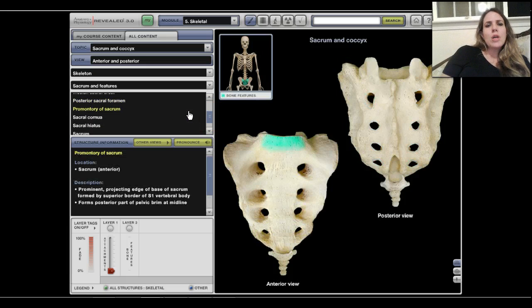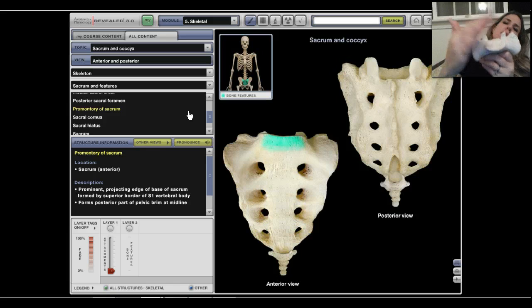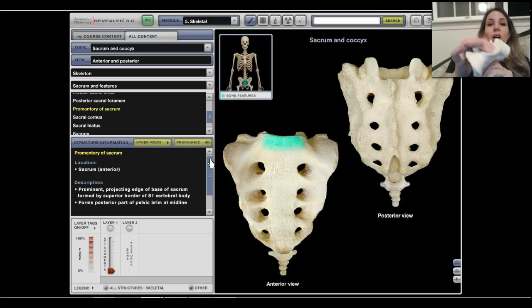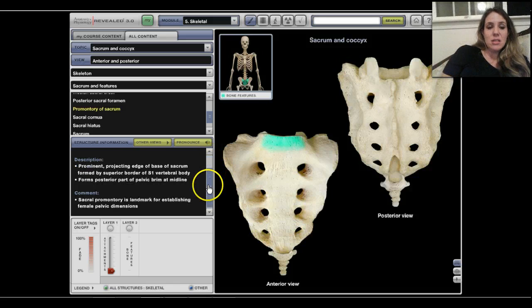Now look at this. Promontory. So on your anterior side, promontory of your sacrum. This is what articulates with your last lumbar vertebra, L5. I mean, not thoracic, lumbar. Your last lumbar vertebra is L5. And so that is very broad, very thick, because it has to support a lot of weight. So it's the landmark for establishing female pelvic dimensions. That's a really important part.